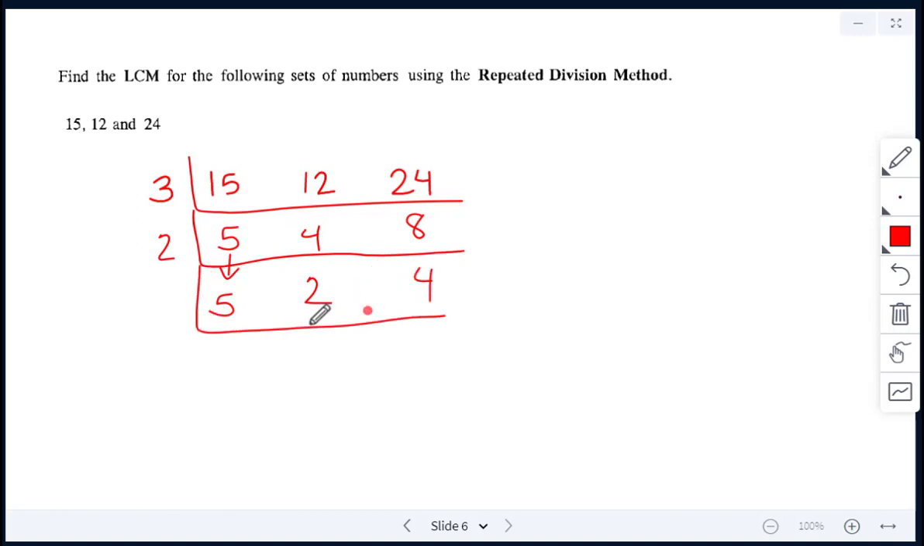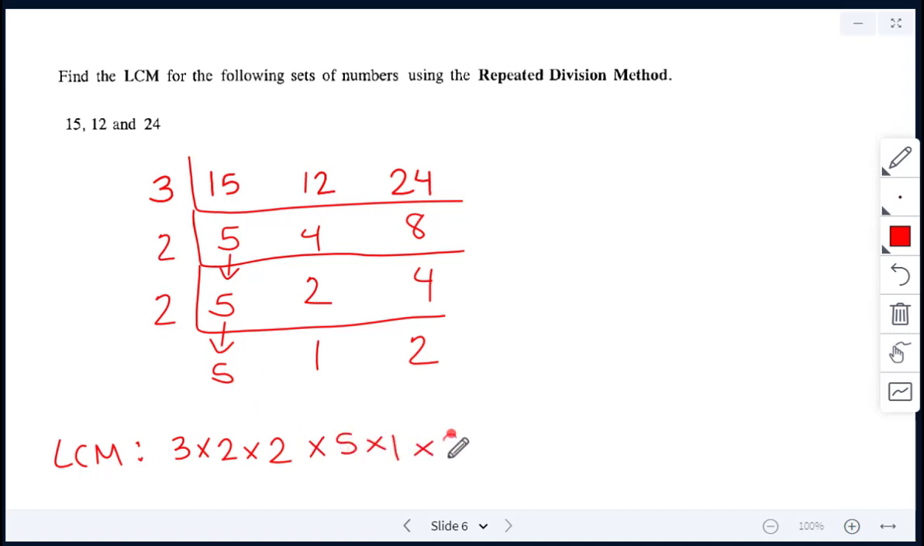Okay, and then we can do this one more time. We'll bring down the 5 and we'll divide 2 and 4 by 2. 2 divided by 2 is 1. 4 divided by 2 is 2. All right, and now we'll stop. We have prime numbers. So the lowest common multiple is going to be all of the factors. So all of them on the left and all on the bottom. So 3 times 2 times 2, that's the factors on the left. And then on the bottom, we have the 5 times 1 times 2. Multiply those together, and we get our lowest common multiple of 120.